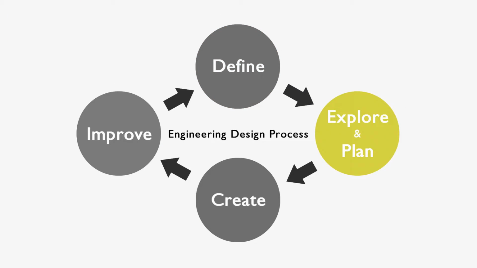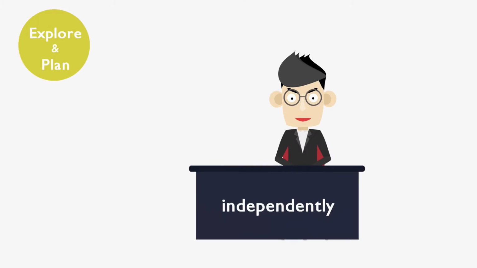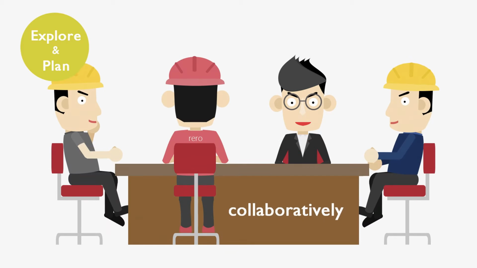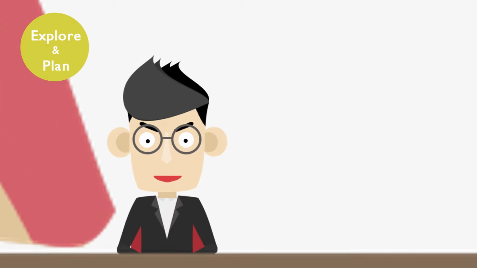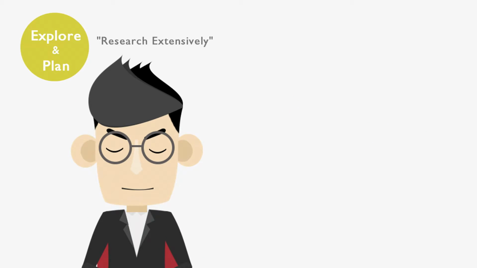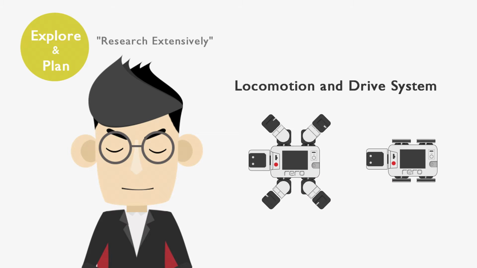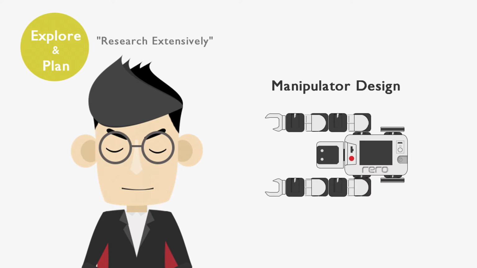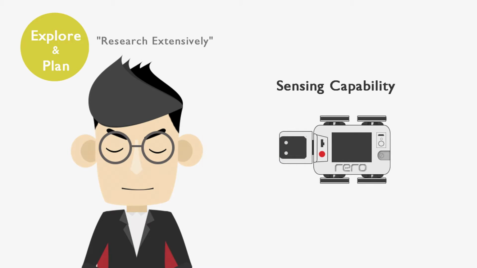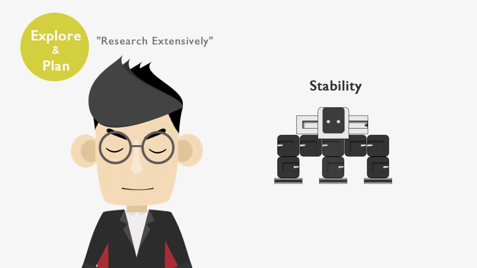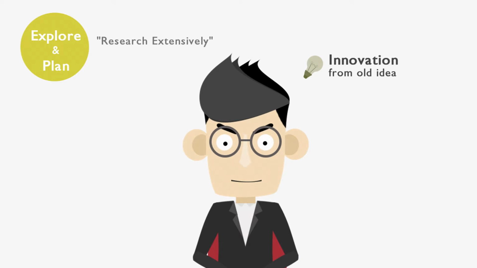The next step is to explore and plan. The most common approach is to do research and have brainstorming sessions. Research can be carried out independently or collaboratively. The scope of the research should include, but not limited to, locomotion and drive system, manipulator, such as gripper or lifter's design, sensing capability, and stability. Look around you for inspirations. You can always take an old idea and innovate upon it.